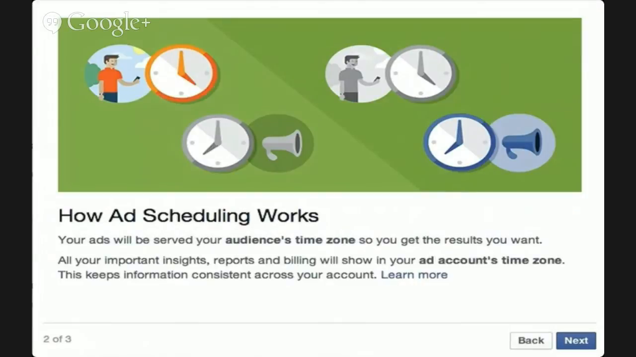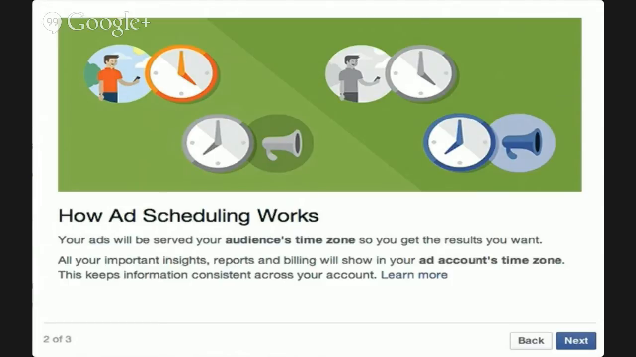Now, here's a really great thing that Facebook incorporated, and that is defaults to local time zones. So if you set your ads to run at 8 a.m. to 10 a.m., no matter where your customers are or where your target audience is in the world, the ads will automatically default to the local time zone. So you don't have to worry about what time it is in another country. You just say, I want the ads to run from 8 a.m. to 10 a.m. and Facebook takes care of the rest.